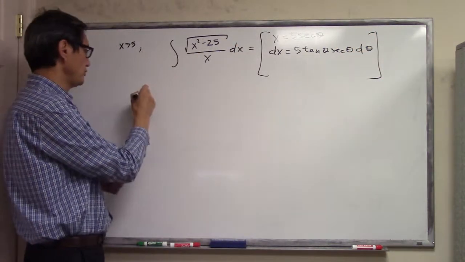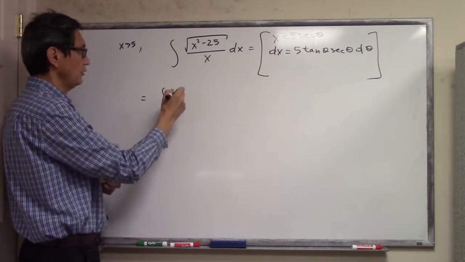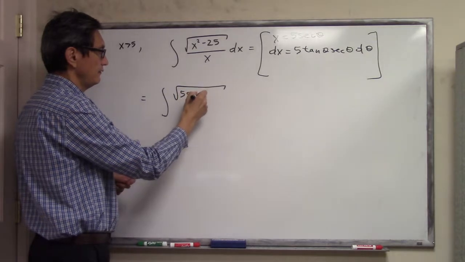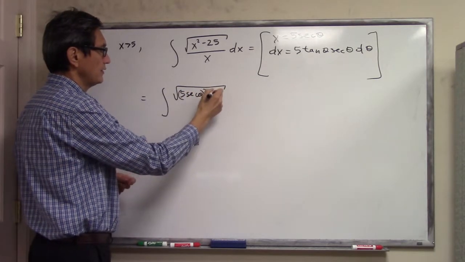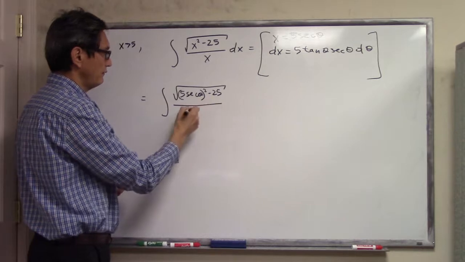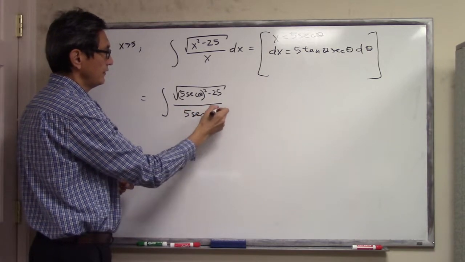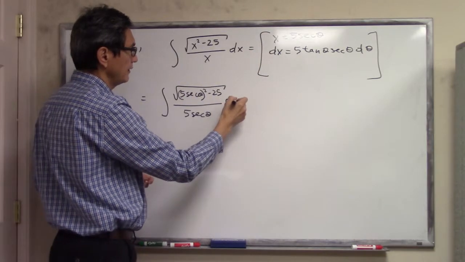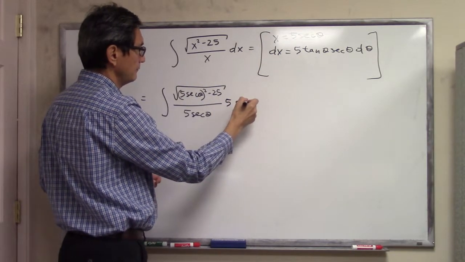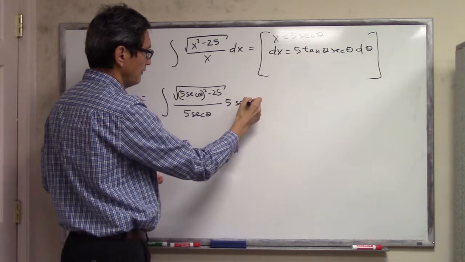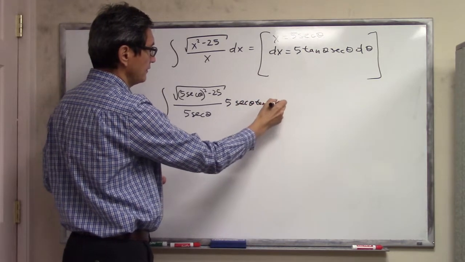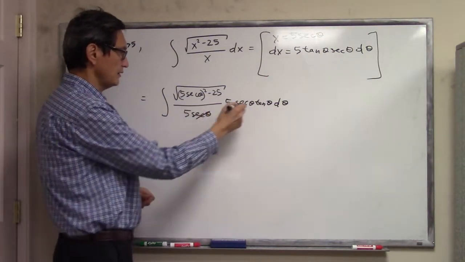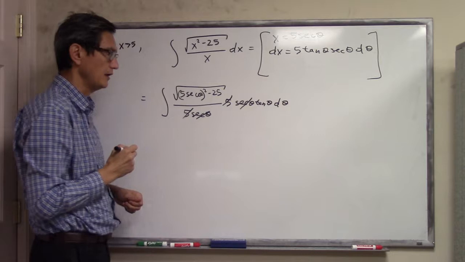So if we do that substitution, we're going to get the integral of the square root of 5 secant theta squared minus 25, over 5 secant theta, and dx becomes 5 secant theta tangent theta d theta. So secant and secant cancel out, 5 and 5 cancel out.